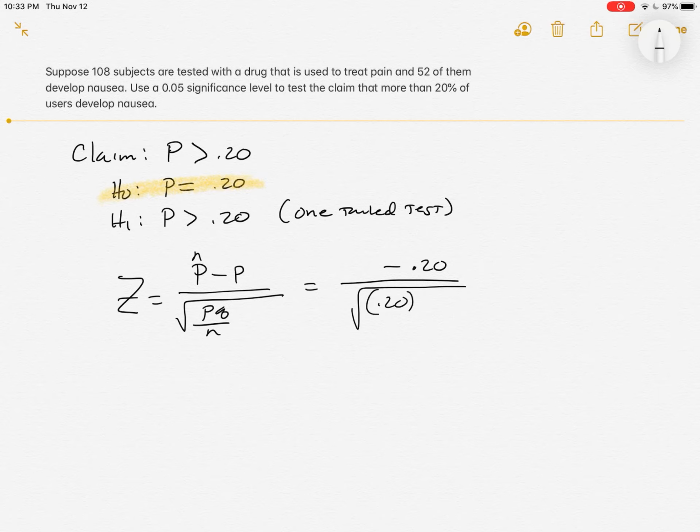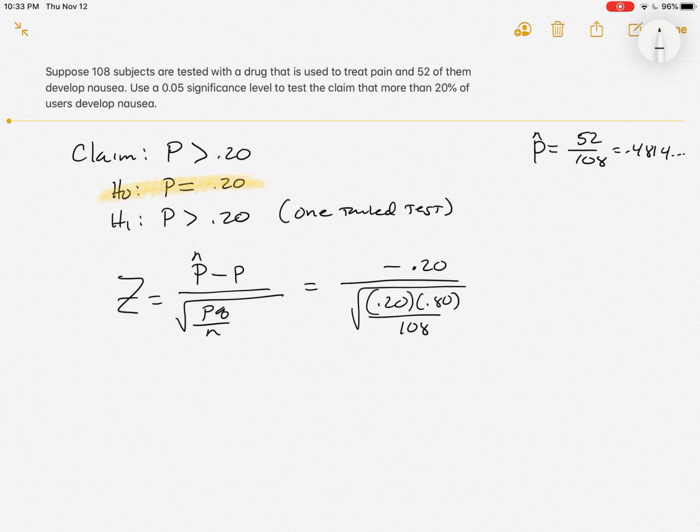This is 0.20, 0.80, right? That's 1 minus p, divided by n. N was 108. What we don't have is p hat. Well, we know what p hat is. It's the percentage of subjects that experience nausea, and 52 out of 108 experience nausea according to the numbers that I had typed in. And that's over 48%, right? It's 0.4814, and it just keeps going.